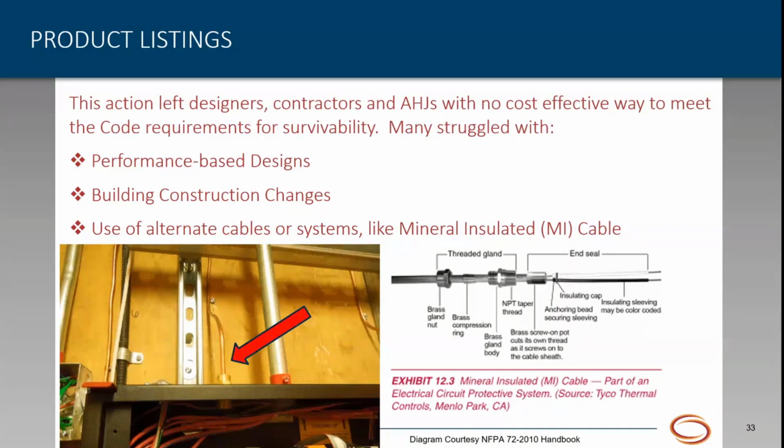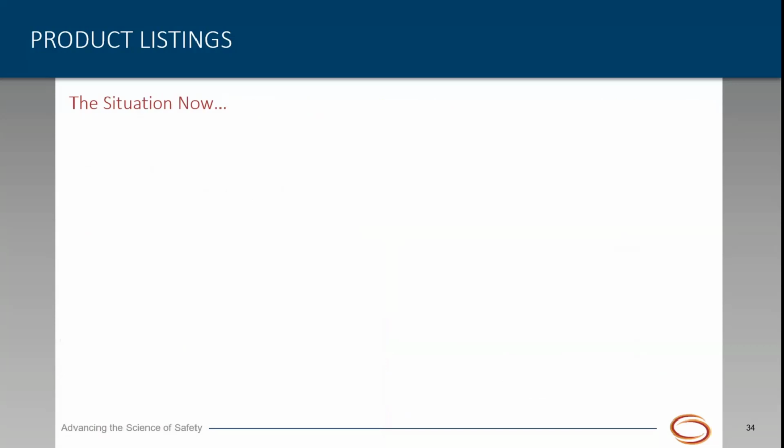What's interesting is this MI cable had also had its listing pulled. It was tested to the exact same standard. But new testing quickly revealed that MI products could pass the new listing under a new system, UL 1850. So a lot of the MI cable was used during that time because it quickly came back to the market, much more quickly than normal survivable cable. Well, what's the situation now?